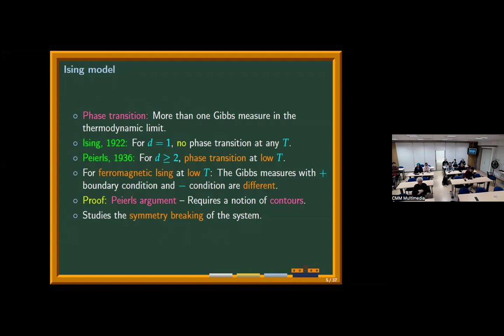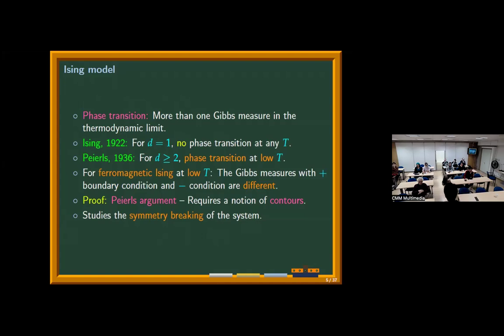And how to prove that? The key to prove this statement is by using what we call the Peierls argument. Currently, we call the Peierls argument the one with a geometric notion that we call contours. With those contours, we can show the phase transition. And more than that, this contour is so nice that we can study a lot of other properties with it. So the main idea of the contours is to study the symmetry breaking of the system.